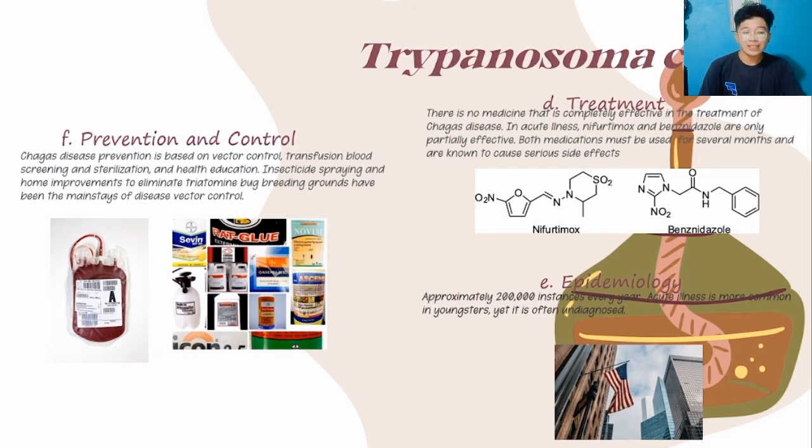Epidemiology. Approximately 200,000 cases every year. Acute illness is more common in youngsters, yet it is often undiagnosed. Lastly, prevention and control. Chagas disease prevention is based on vector control, blood transfusion screening and sterilization, and health education. Insecticide spraying and home improvements to eliminate triatomine bug breeding grounds have been the mainstays of disease vector control.